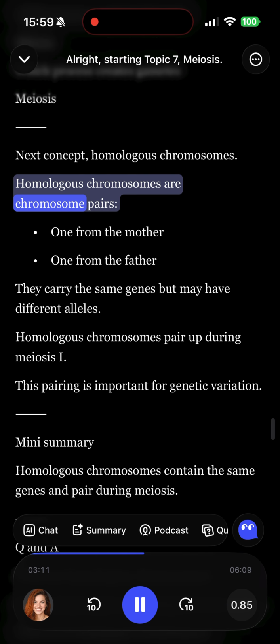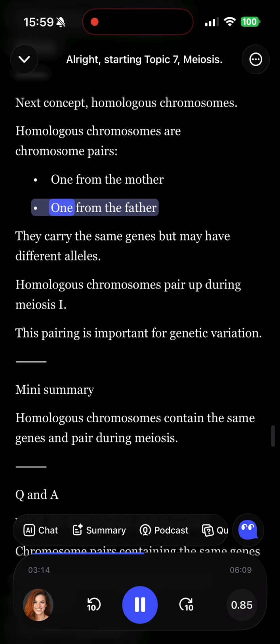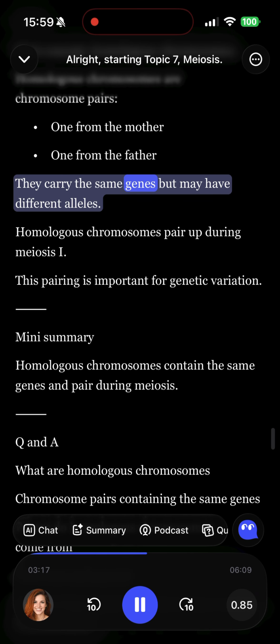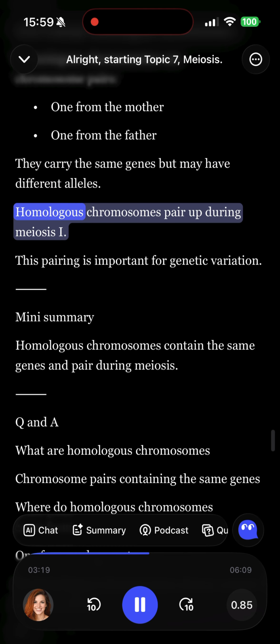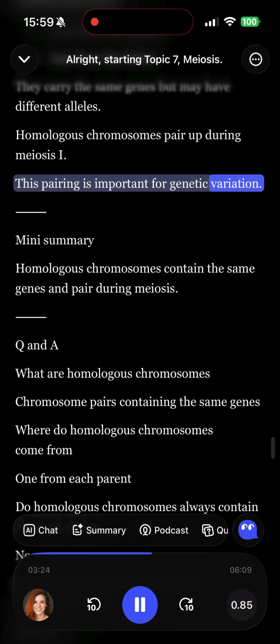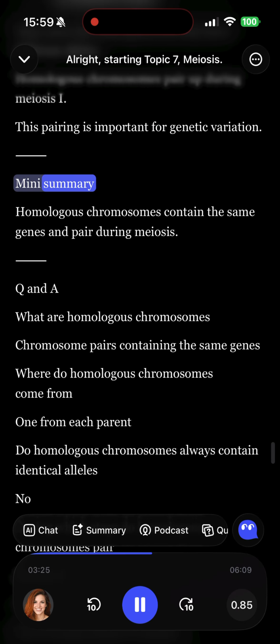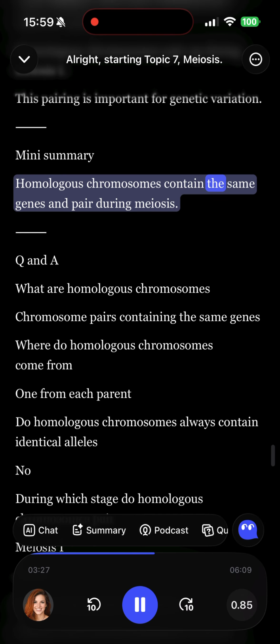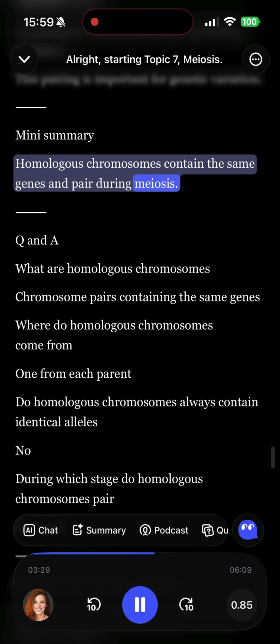Next concept, homologous chromosomes. Homologous chromosomes are chromosome pairs, one from the mother, one from the father. They carry the same genes but may have different alleles. Homologous chromosomes pair up during meiosis I. This pairing is important for genetic variation. Mini summary. Homologous chromosomes contain the same genes and pair during meiosis.